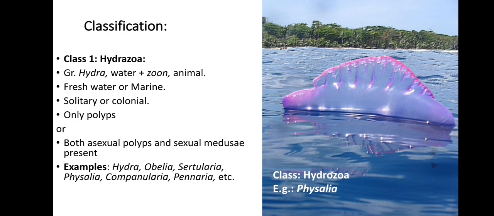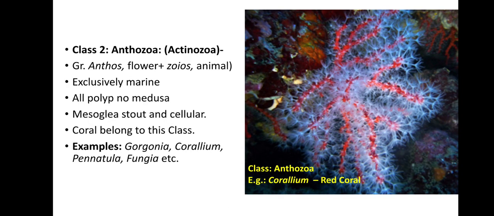Other than hydra and obelia, you also find Sertularia, Physalia, the picture what you are seeing, the image is of Physalia. This is also known as the Portuguese man of war, and then there are Campanularia and Pinnaria, etc. The next class is Anthozoa, and the name Anthozoa is because anthos means flower, zoa again animal.